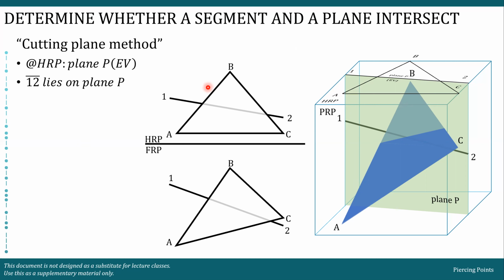Okay. So ulitin natin, no? So ang ginawa natin, sabi natin dito sa notation, at HRP, plane P is in edge view. So I made a plane, dugtong ko na to. 1, 2 lies on plane P. So, ibig sabihin, gumawa ako ng plane na vertical. This is vertical kasi nakikita natin na edge view siya from the horizontal reference plane. So, pag ganyan yung itsura niya, this is my plane P.